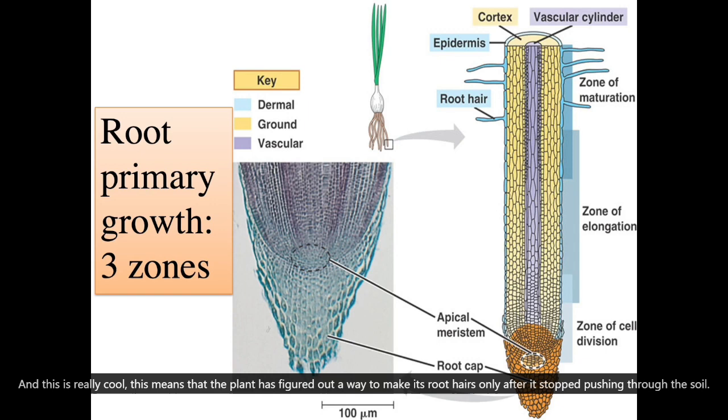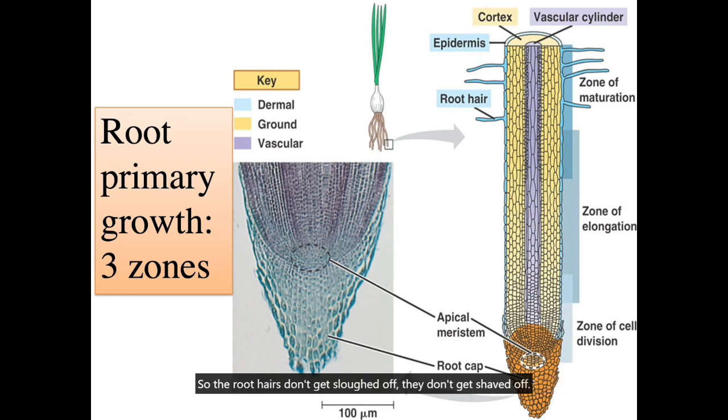This means that the plant has figured out a way to make its root hairs only after it stopped pushing through the soil. So the root hairs don't get sloughed off. They don't get shaved off. They stay there. And each root hair is a single, highly specialized epidermal cell that greatly expands the water absorbing capabilities of the root.